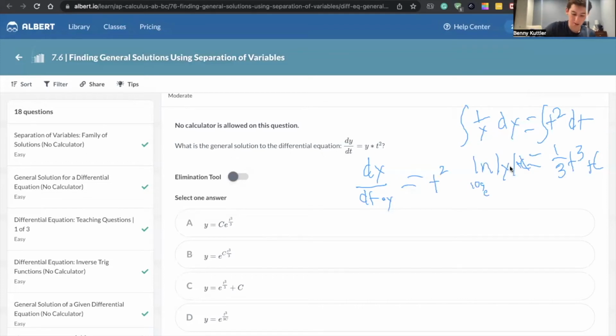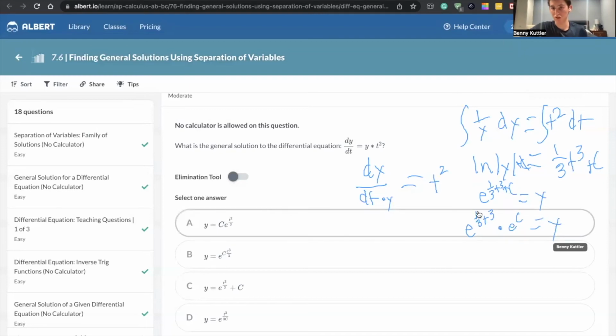So we can rewrite this as e to the 1 over 3 t cubed plus c equals y. And this is close to what we're looking for, but we have to use a couple more algebra tricks. So we know that when we're adding things in an exponent, we can separate that into multiplying it with the same base. So this can separate into e to the 1 over 3 t cubed times e to the c equals y.